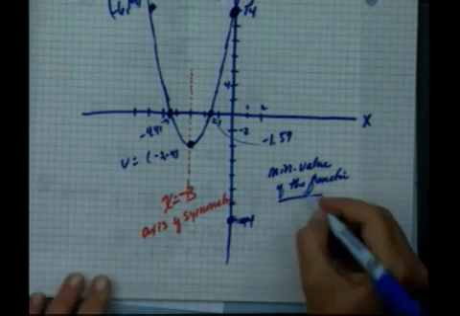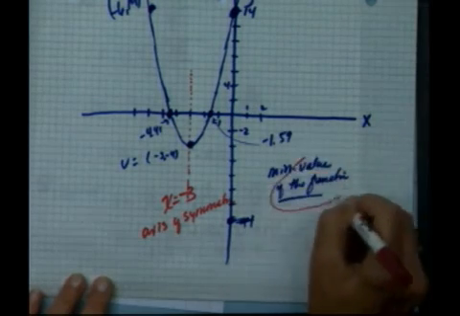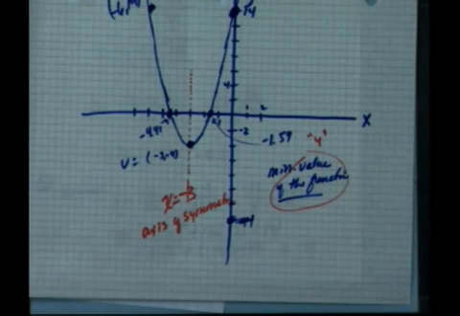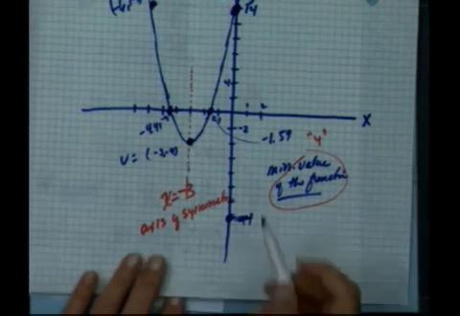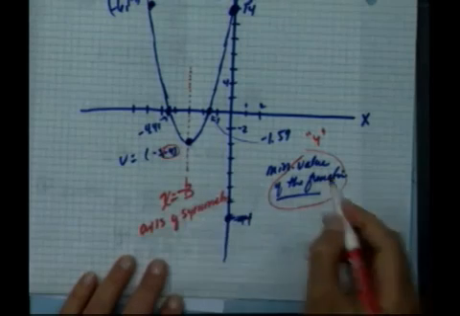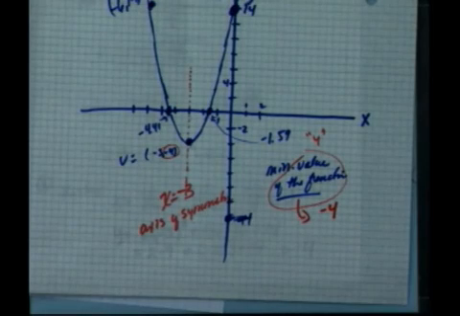Value of the function means a y value, remember? Value of the function means y value, f of x. So the minimum value of this function is -4. The minimum value. What is -3? -3 is the x coordinate where the minimum value occurs.